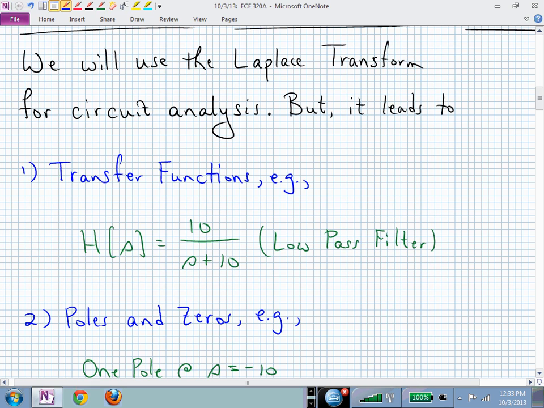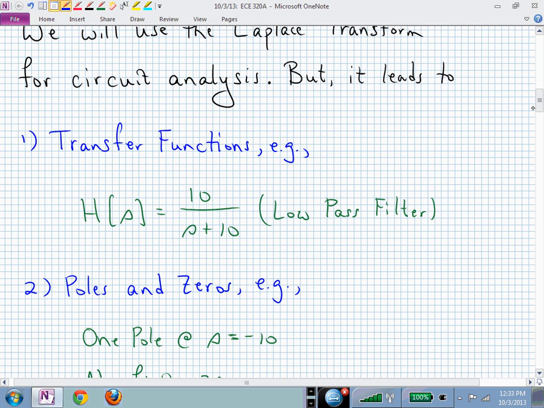In this class, we're looking at the Laplace transform via circuit analysis. But it leads to a lot more things. It'll immediately give rise to transfer functions. For example, we can analyze an RC circuit and find its transfer function, which might give us this transfer function, 10 over s plus 10. That's a low-pass filter.